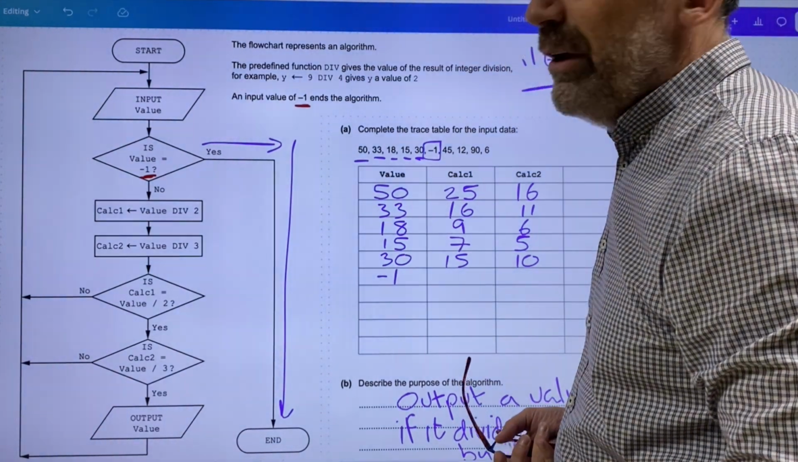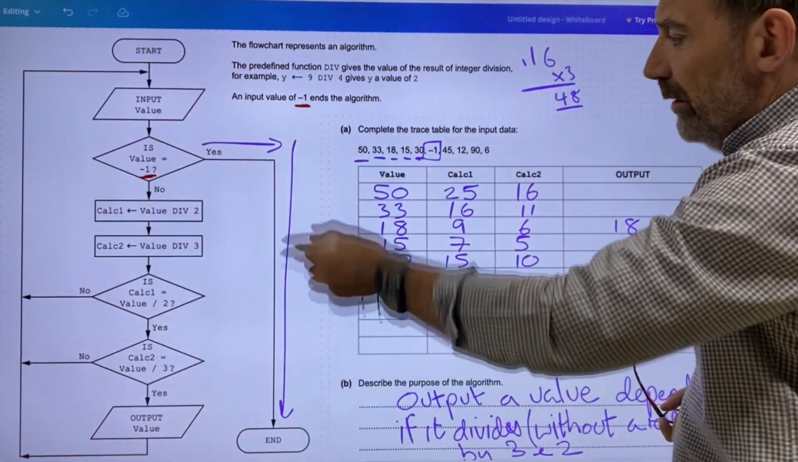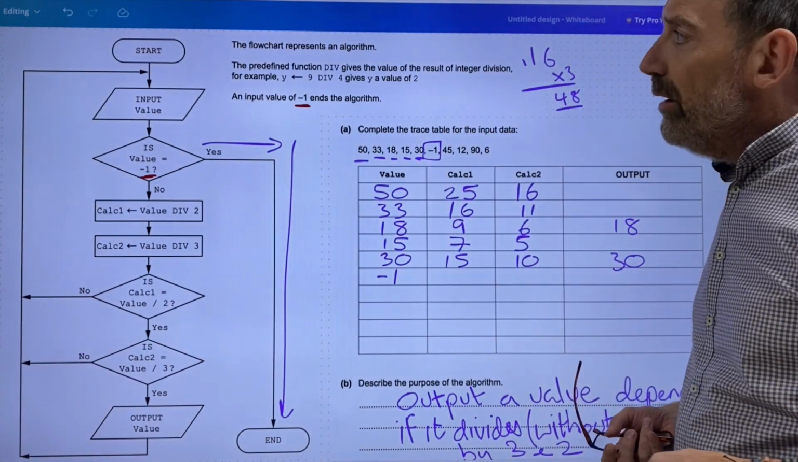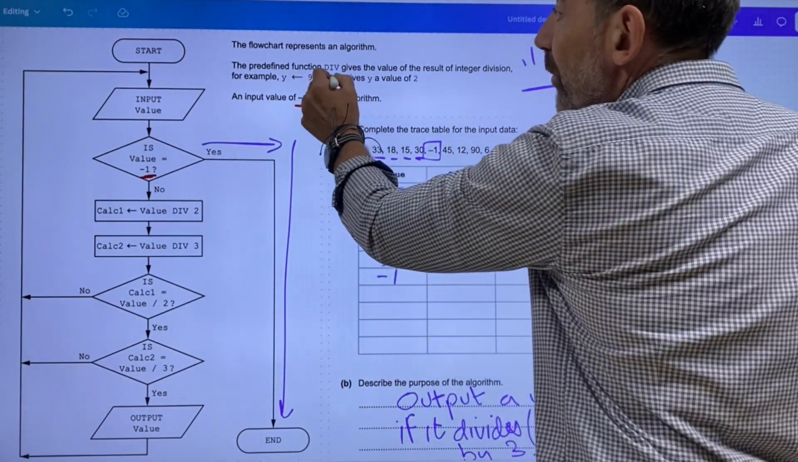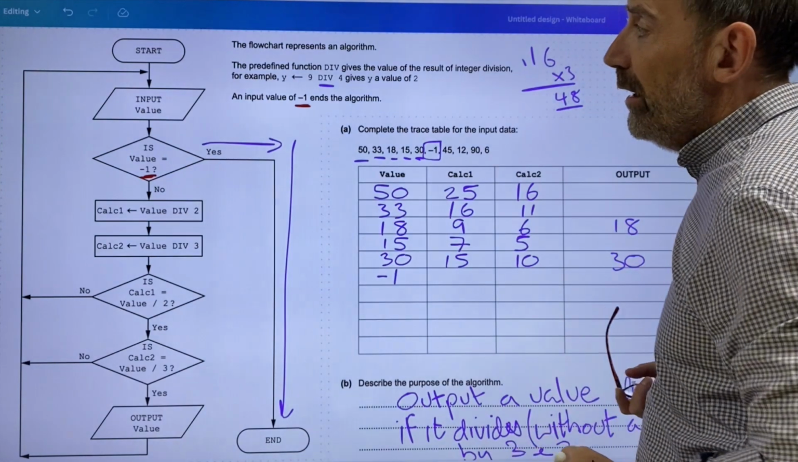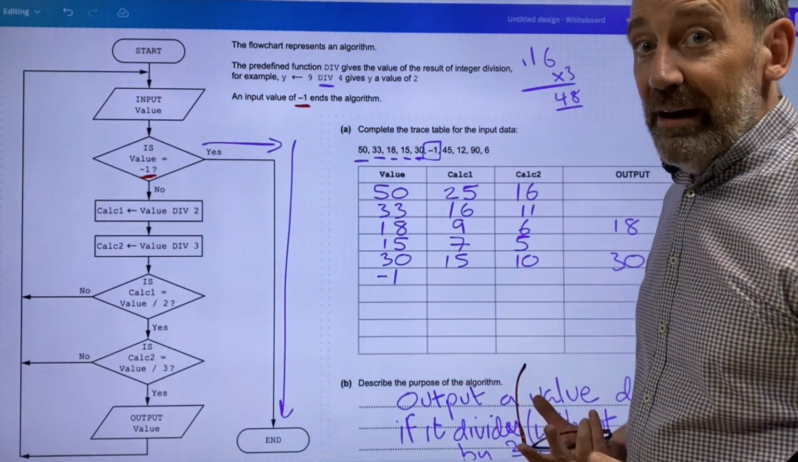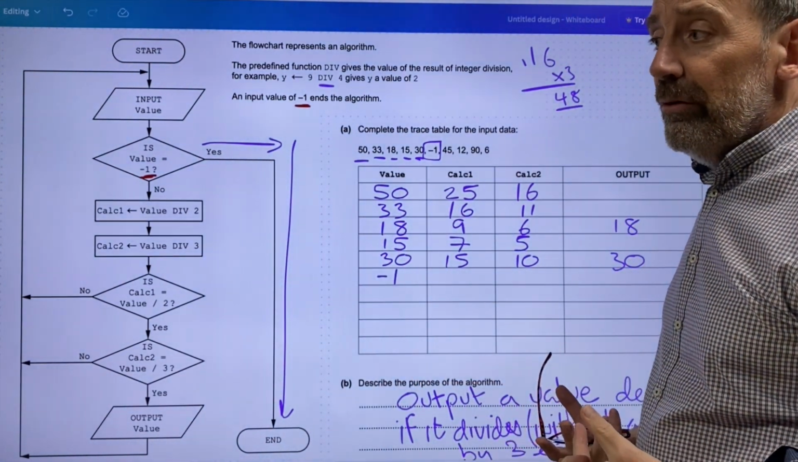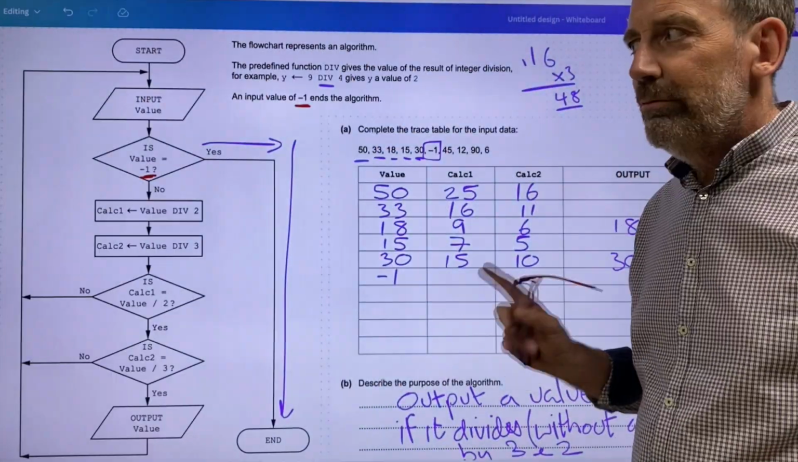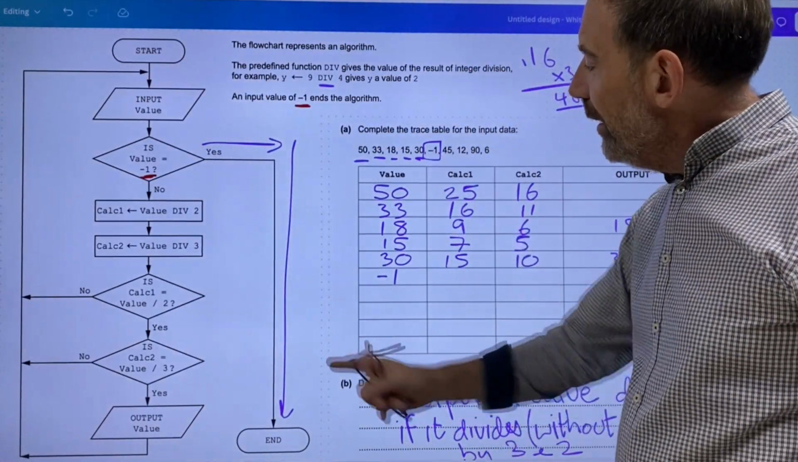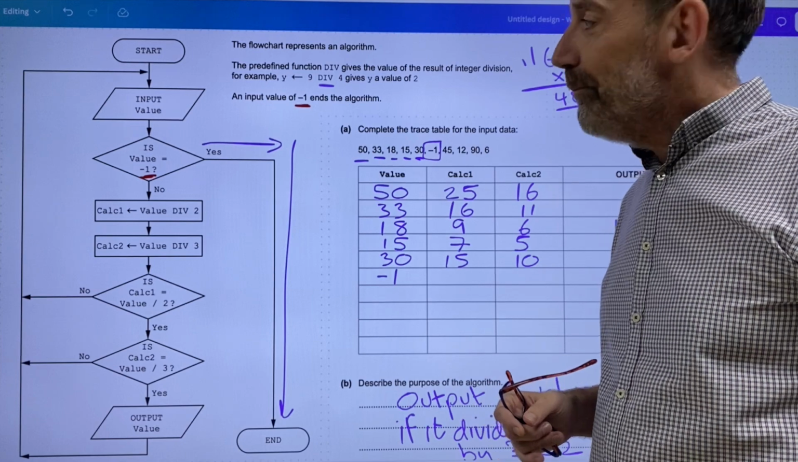Bit noisy out there, sorry. Hopefully that makes sense to you. That is another one done. Again, we're using div, and we're looking at remainder values. So think about, one second, I think they've gone. So hopefully that makes sense.